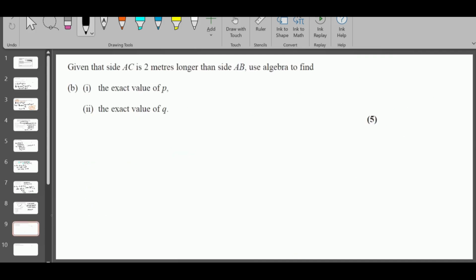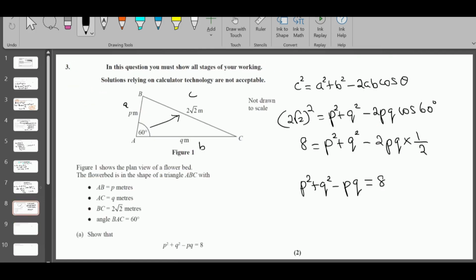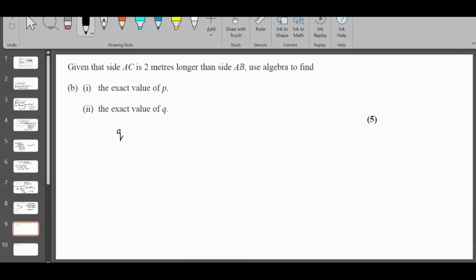Given that AC is 2 meters longer than AB, use algebra to find the exact value of p. The length of AC is 2 meters longer than AB. Sorry, AC is 2 meters longer than AB. That means q is equal to p plus 2. That's what's given here.